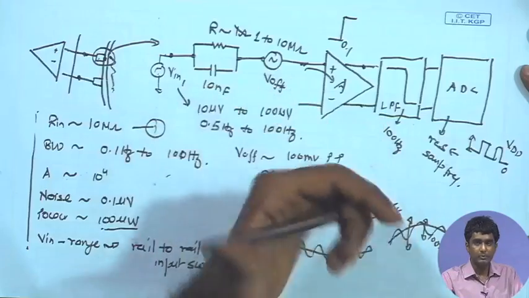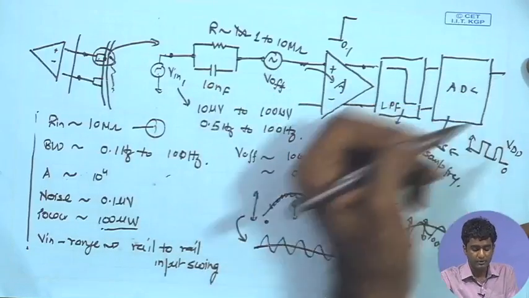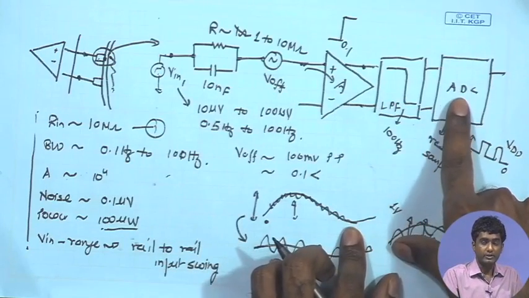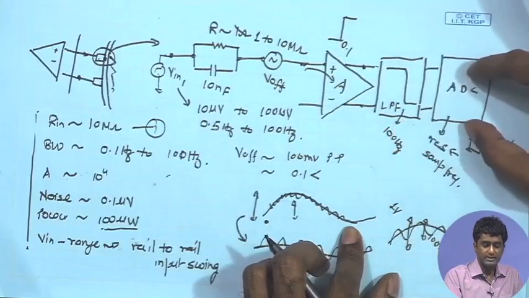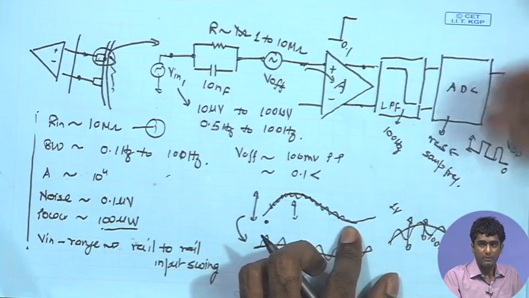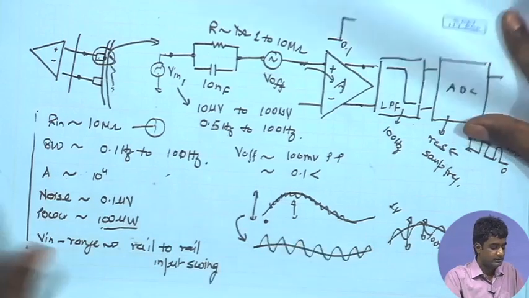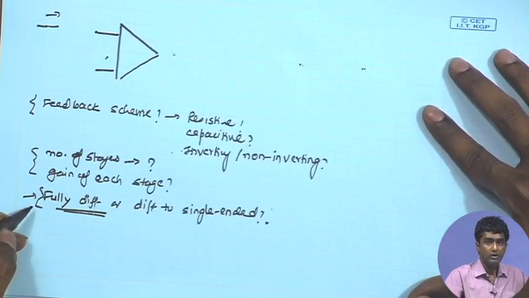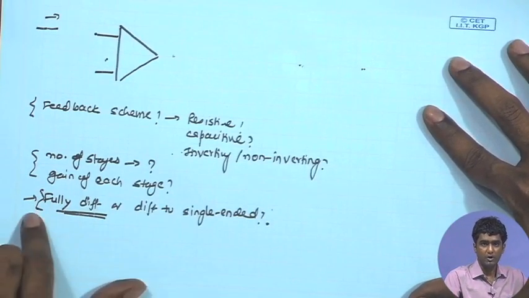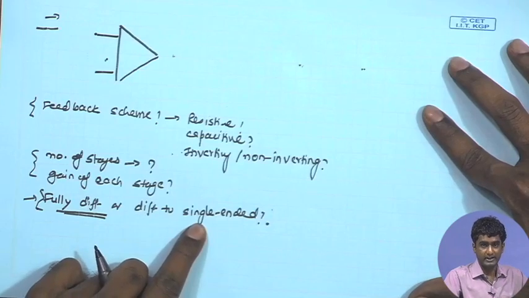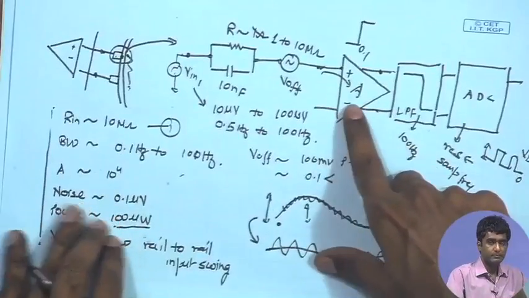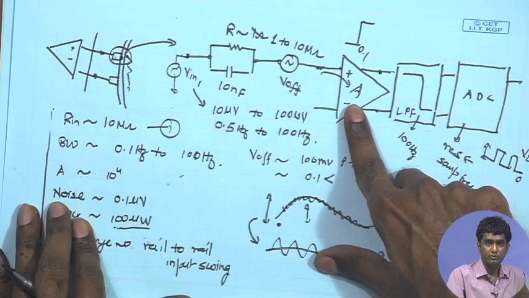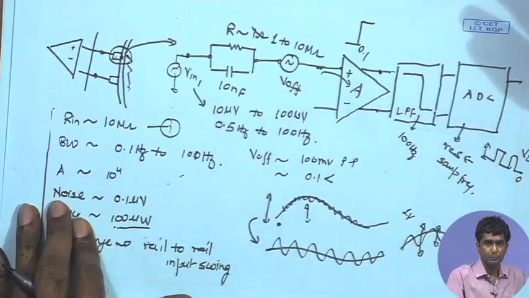As a result, it will be advantageous to keep this entire operation differential, so that even the filter stages and the A to D stages are operating in a fully differential fashion. So, this answers our last question, whether we want to have a fully differential operation or a differential to single ended. One topology would have been that we can use our differential amplifier topologies where the input is differential but the output is single ended.